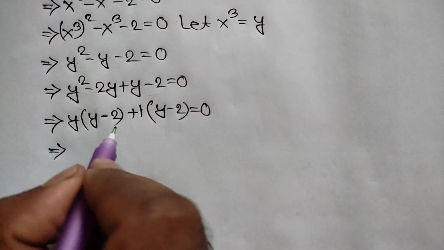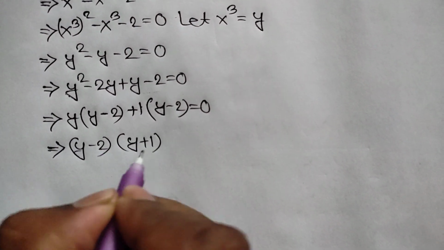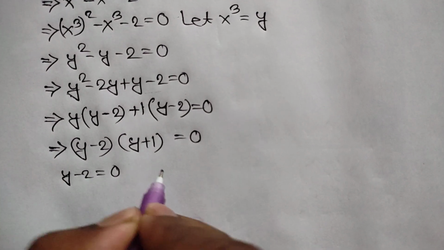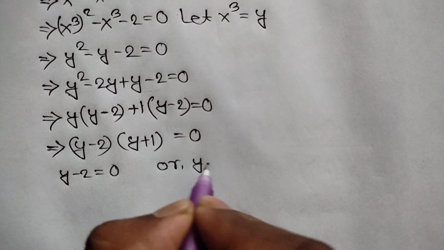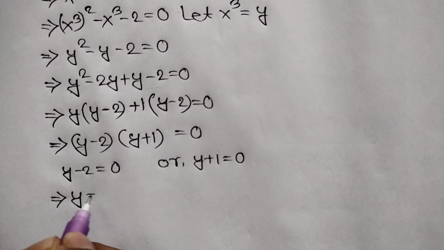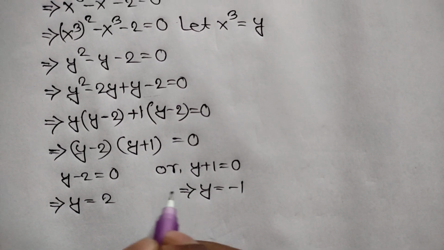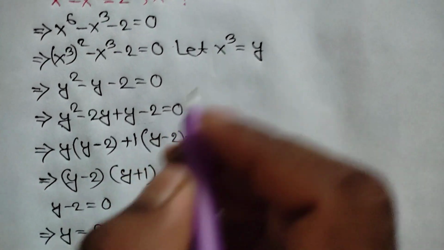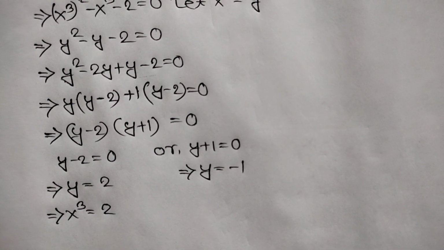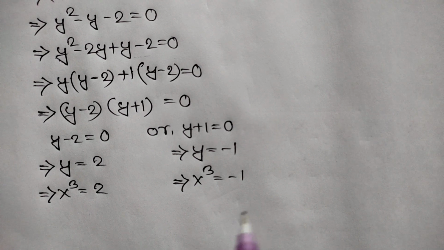Now taking (y minus 2) common we get (y minus 2) times (y plus 1) is equal to 0. So here y minus 2 is equal to 0 or y plus 1 is equal to 0, so y is equal to 2 and y is equal to negative 1. But remember, we let y equal x cube, so x cube is equal to 2 and x cube is equal to negative 1.